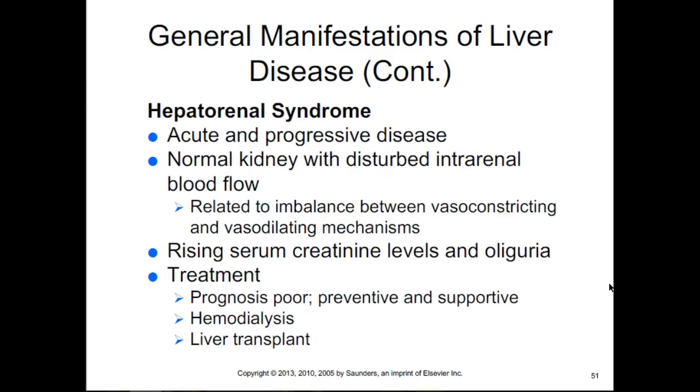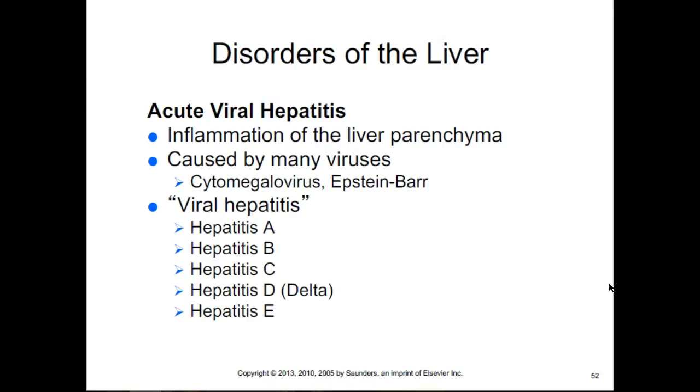Hepatorenal syndrome, right, is an acute progressive disease, which has normal kidneys with disturbed intrarenal blood flow. So there is basically an imbalance between vasoconstricting and vasodilating mechanisms. So you'll see rising serum creatinine levels and oliguria. Okay, so remember, there's a poor prognosis, so we have to have preventive and supportive treatment. Hemodialysis may be necessary, and maybe even a liver transplant.